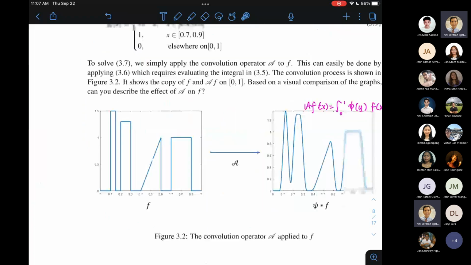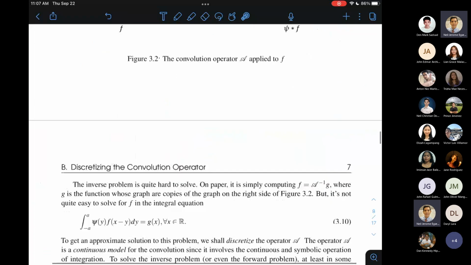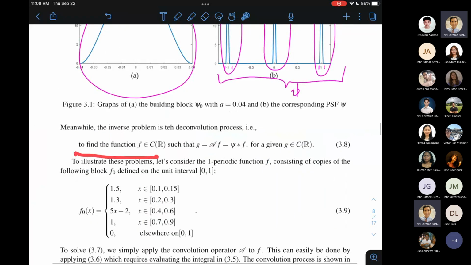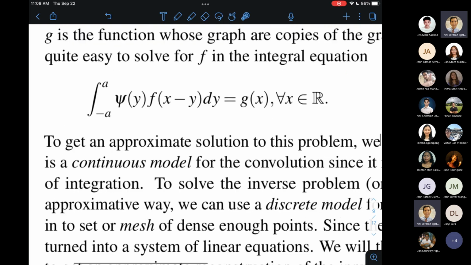That's the inverse problem. More formally, that means we want to find the function f such that for a given g, we know that g is equal to the convolution of f, or the image of f under the convolution operator with respect to psi. Right? Now, paano natin yun isosolve? Madali ba siyang isolve? Actually, hindi.